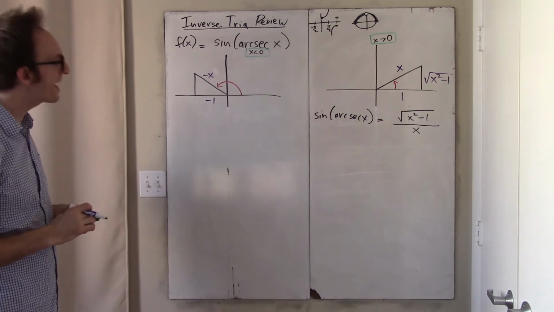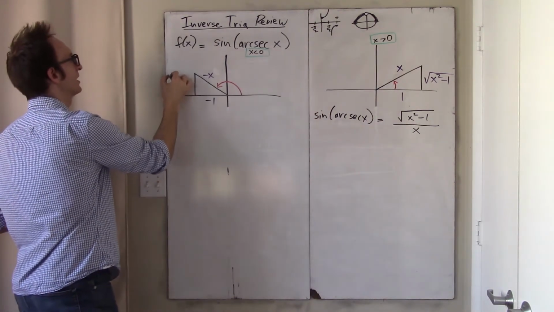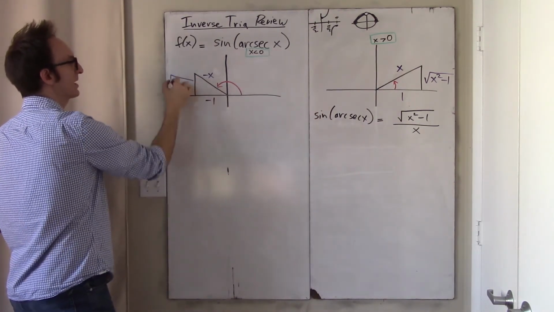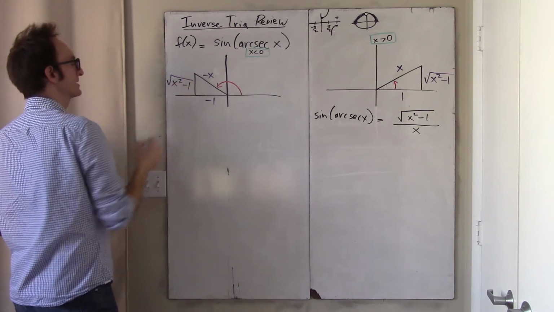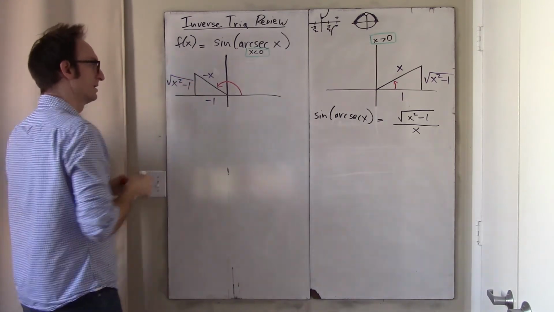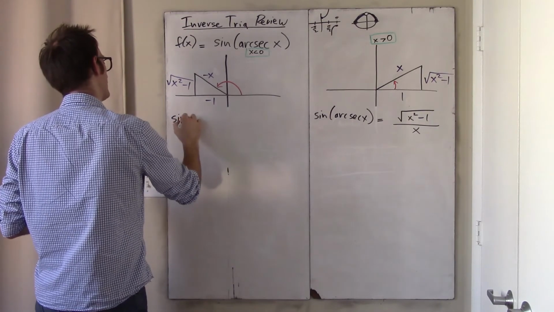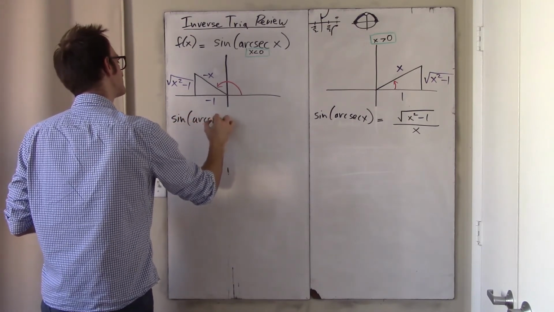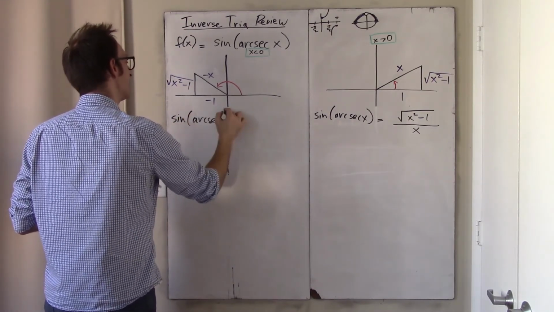All right, now doing the Pythagorean theorem, I get that this is still okay. When you square these, this is still going to be root x squared minus 1. And then, oh man, video's so long. What is the sine of the arcsecant of x now?